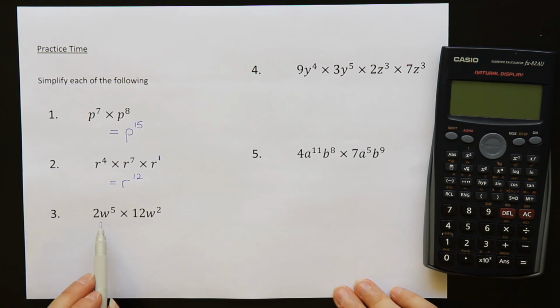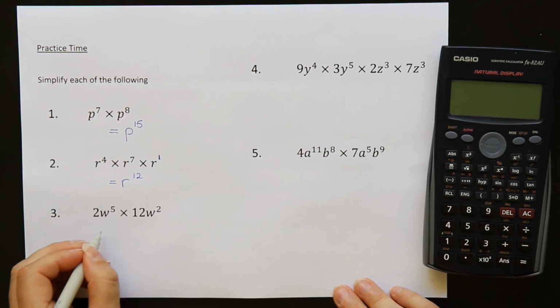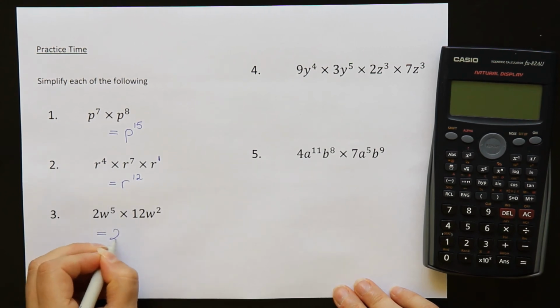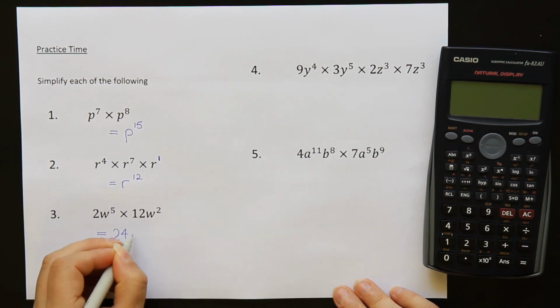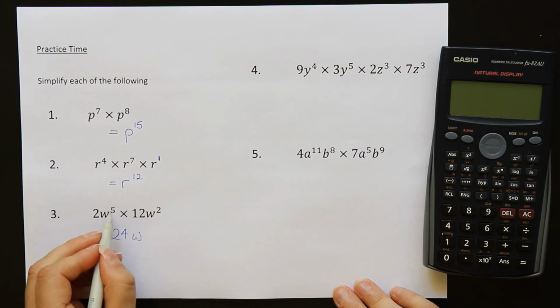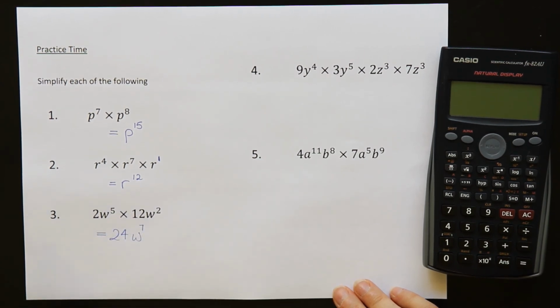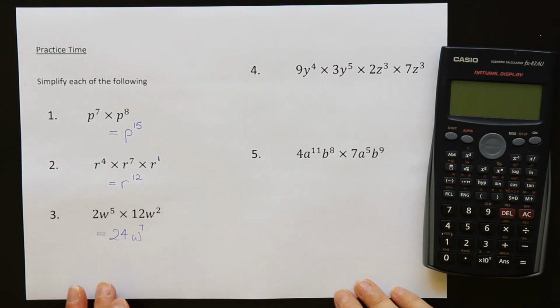Question 3. Multiply the numbers out the front together first. 2 times 12 is 24. w is the base, and 5 and 2, 5 plus 2 will be 7. 24w to the power of 7.